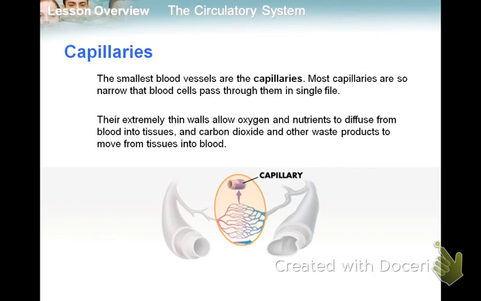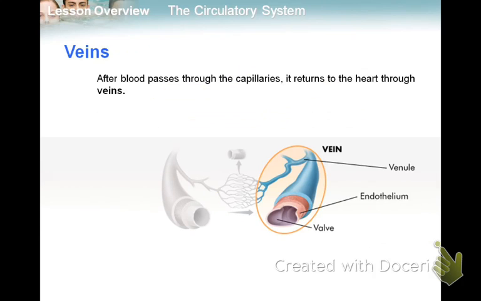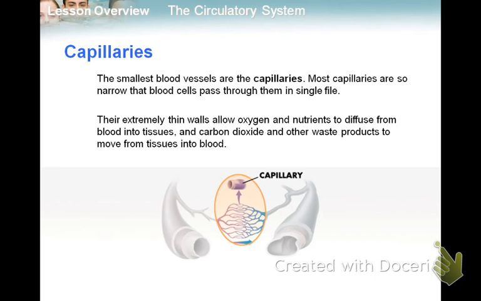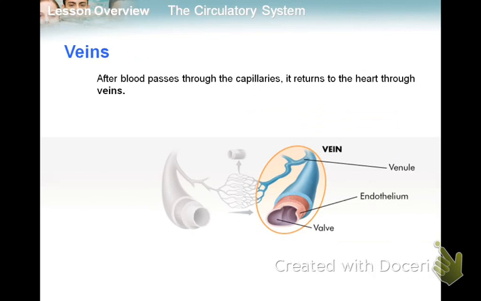The smallest blood vessels are called the capillaries. Most of them are so narrow that blood cells go through single file. The thin walls allow oxygen and nutrients to diffuse in, and carbon dioxide and waste products to diffuse out. And I should clarify that oxygen and nutrients are diffusing from the blood into the cells, and carbon dioxide and other waste products are moving from the cells or the tissues back into the blood.